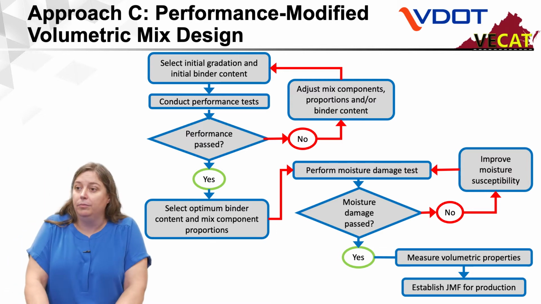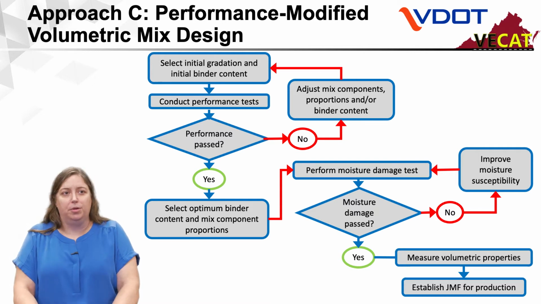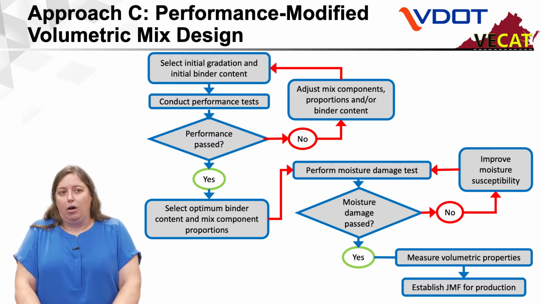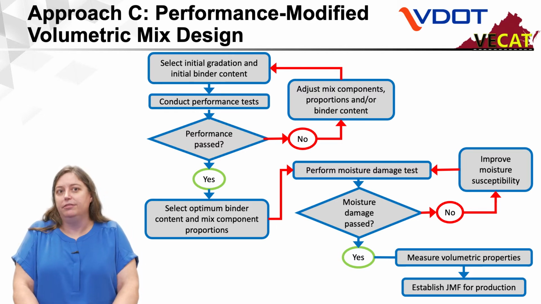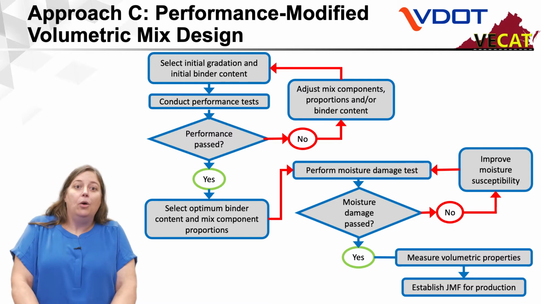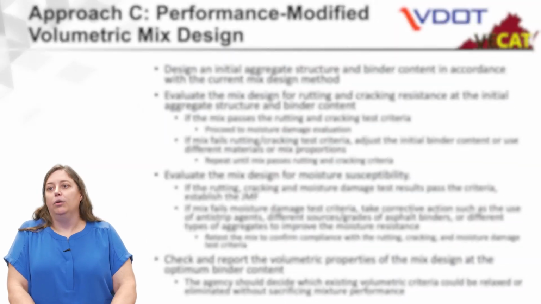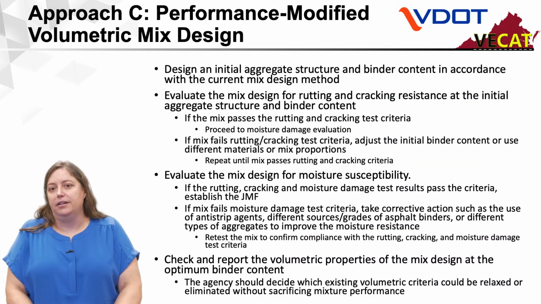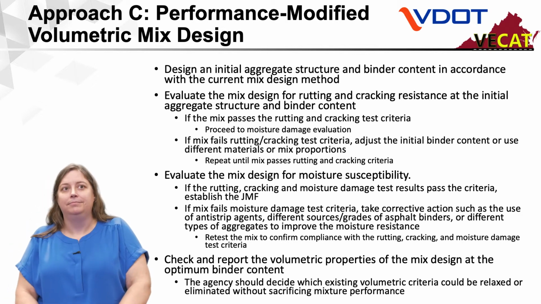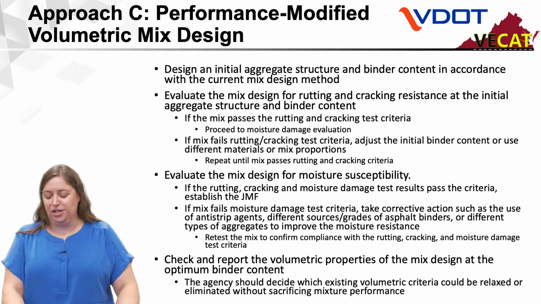If not, we go back to design. If it does, we can move on, select our optimum binder content, finalize our proportions, go to moisture damage testing, and move on to our JMF. So in this case, we're only going to worry about our volumetric properties at the end. We're going to measure those and make sure that they are reasonable after we've done the design to meet performance. And again, for those that like this written out in detail, here's additional details.